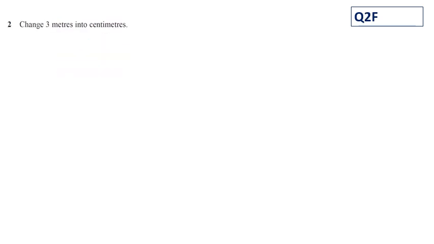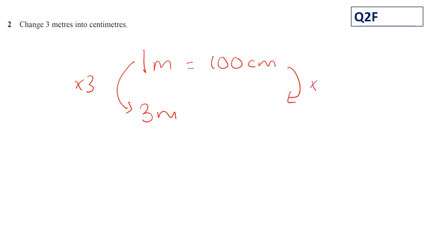Okay, question 2, change 3 meters into centimeters. Now in order for us to do this question we need to know our unit conversion from meters to centimeters. We should know that 1 meter equals 100 centimeters, and to scale that up to 3 meters I'm going to multiply by 3 on both sides here, and that gives us a value of 300 centimeters. So the answer to this question is 300 centimeters.